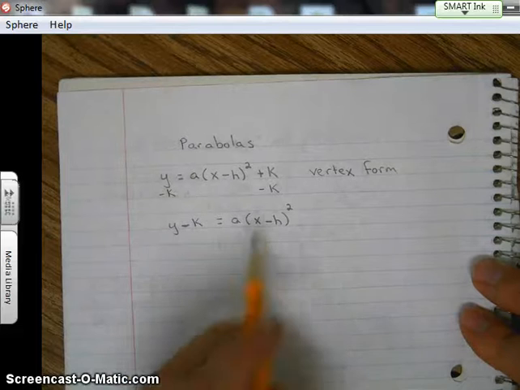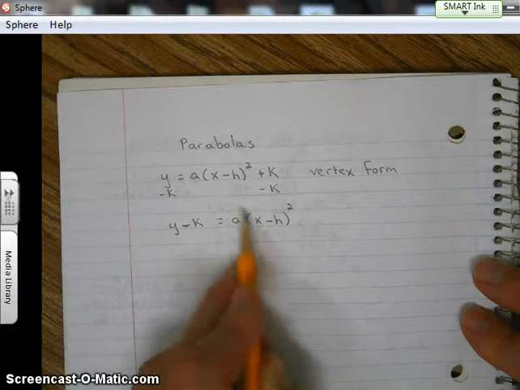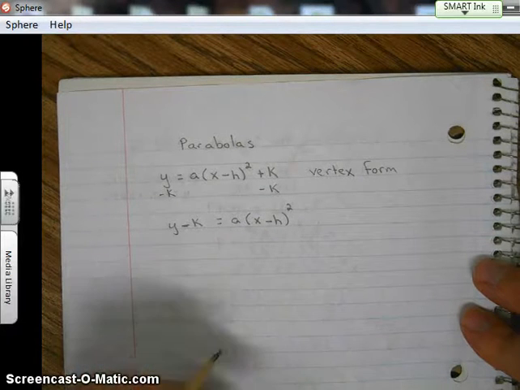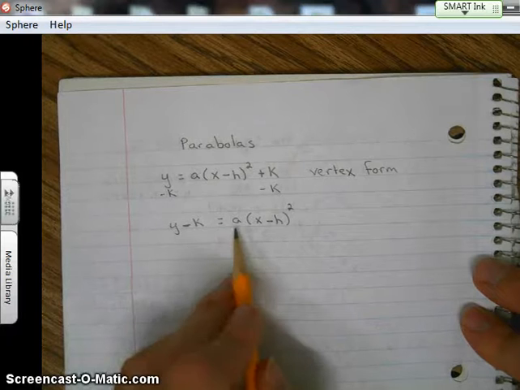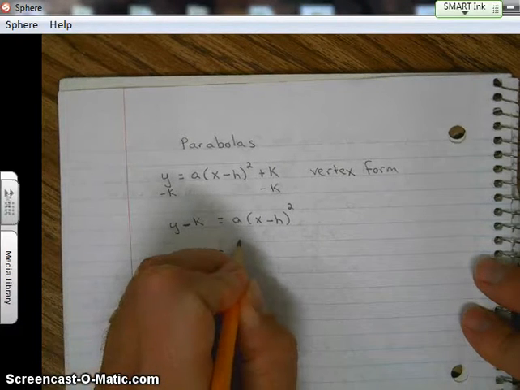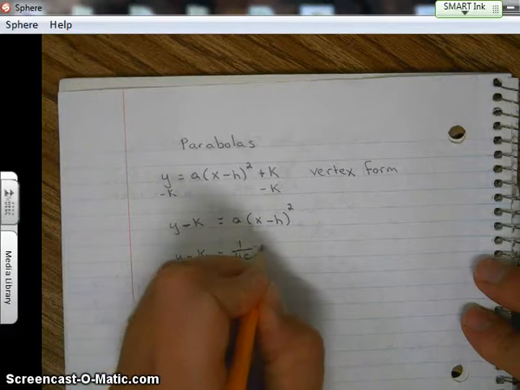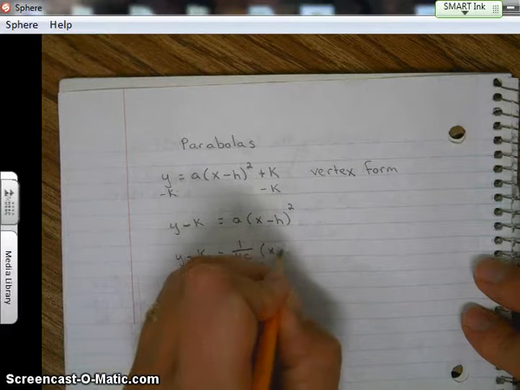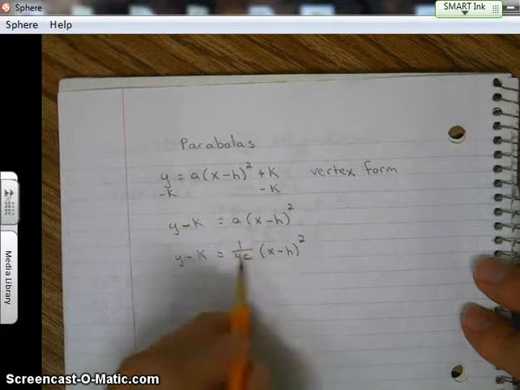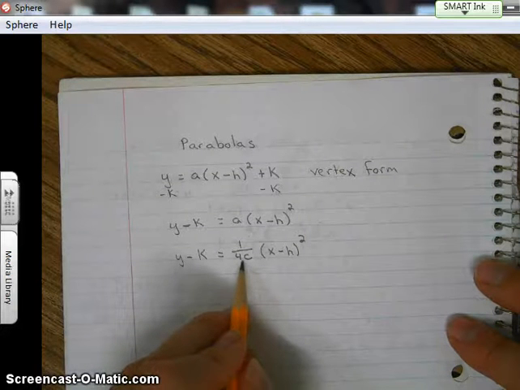So always remember that when your x is being squared, the parabola is either opening up or down. And that's going to depend on your a value. Okay? So I'm going to change your a to 1 over 4c. Some textbooks use p. And you may be asking, well, why am I doing this? Well, the reason why I'm doing this is because we're going to talk about two new parts of a parabola.